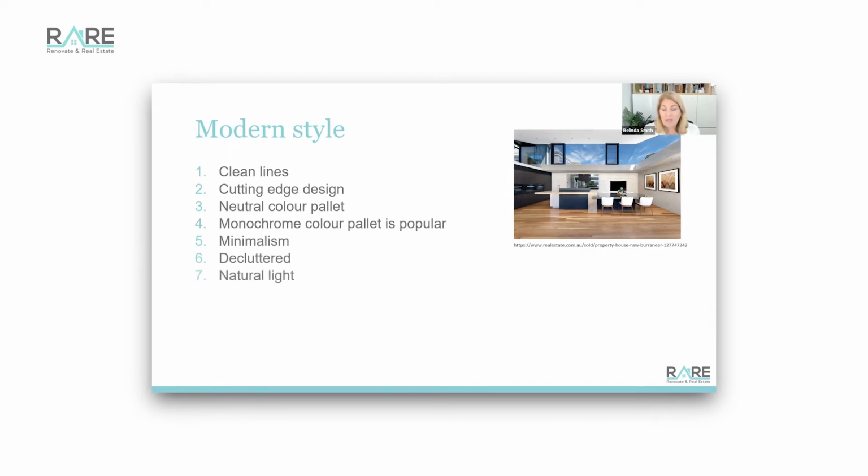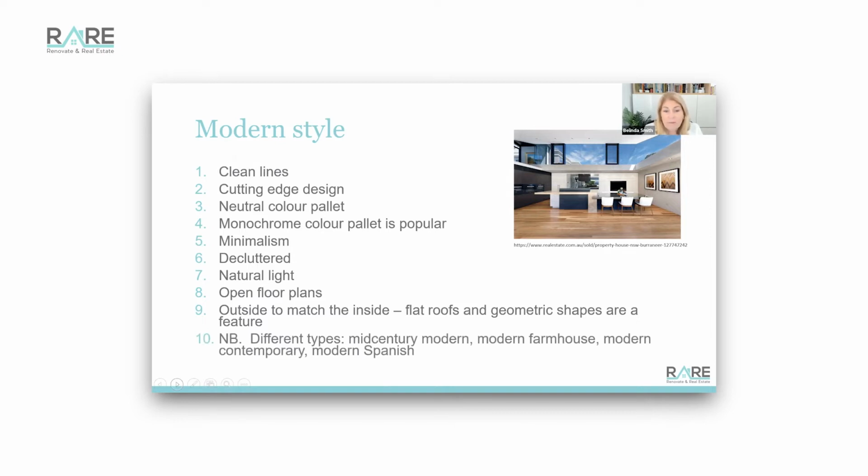Lots of natural light. You can see in that picture where the windows go right up to the ceiling. High windows, large windows, lots of natural light. Open floor plans. The outside has to match the inside, and lots of geometric shapes. Flat roofs and geometric shapes are a feature.